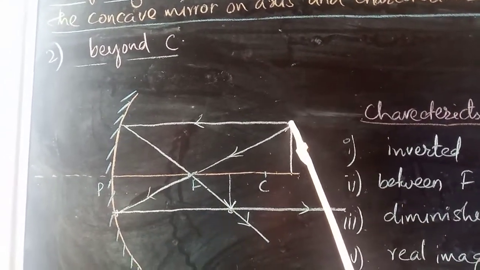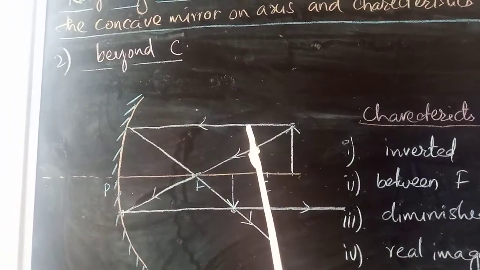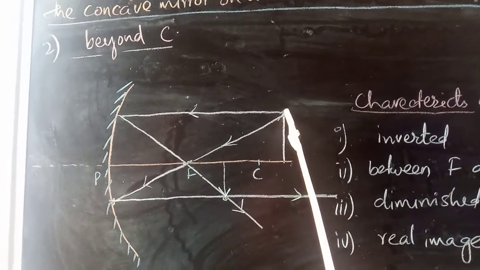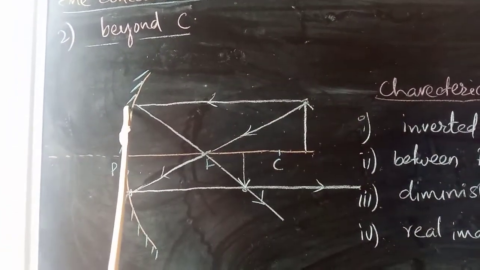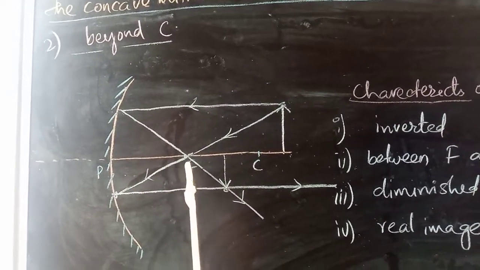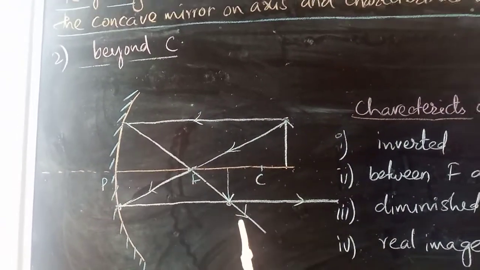So the first one is a parallel ray. It is parallel to the axis from the tip of the object, and it is always reflected through the focal point. So the focal point I will draw like this. Okay, so this is rule number 1.